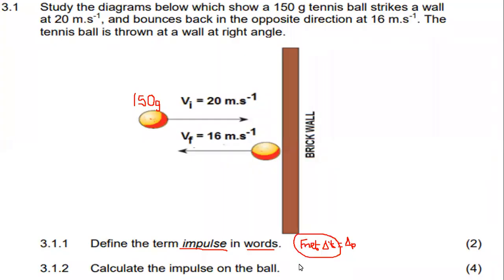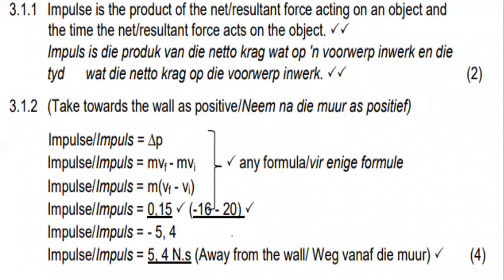Time the net force acts on the object, and that product is what we refer to as the impulse altogether. So we go there. Impulse is the product of the net force acting on the object and the time the net force acts on the object.